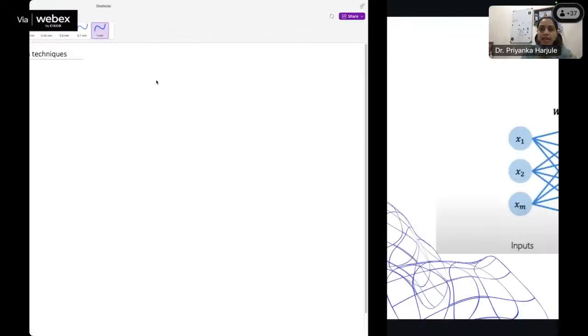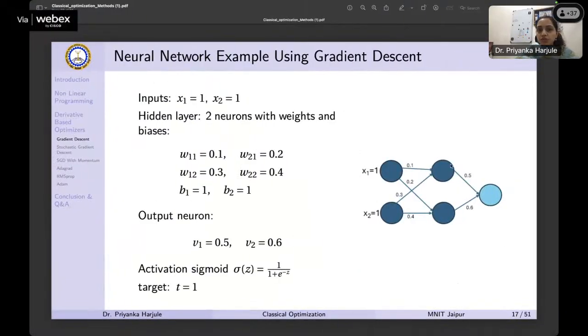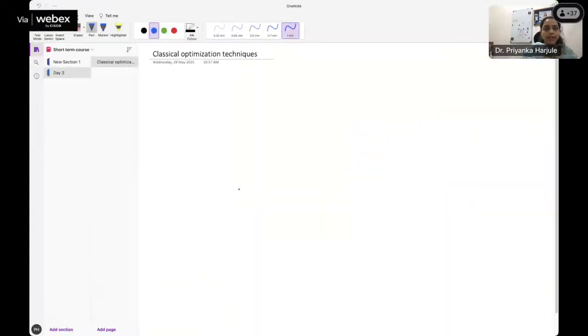Yes. So we had this neural network with two inputs and one hidden layer and an output, and these are the weights that we are assuming. So now we will use the back propagation. First of all, we will use the forward pass.